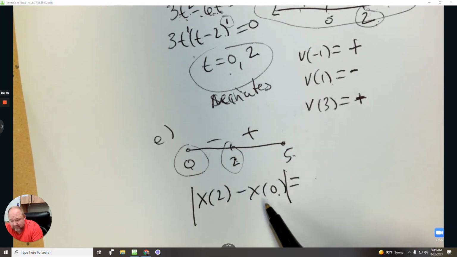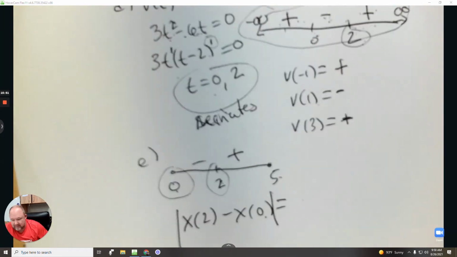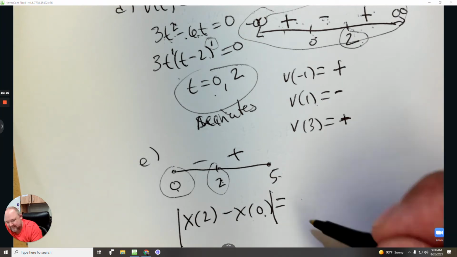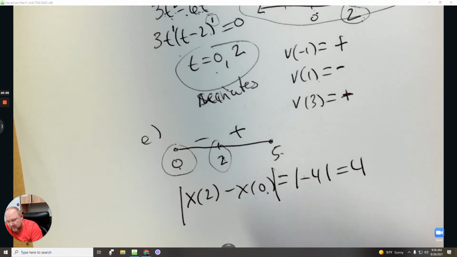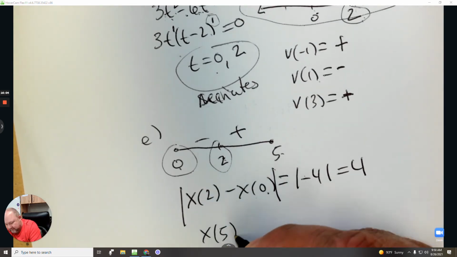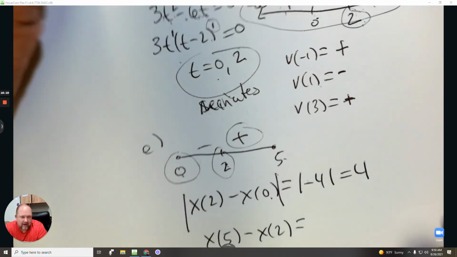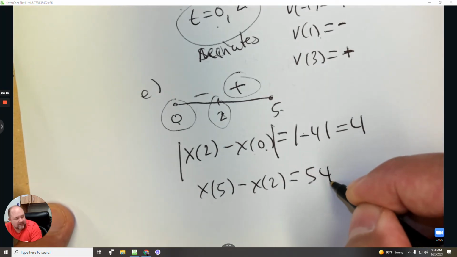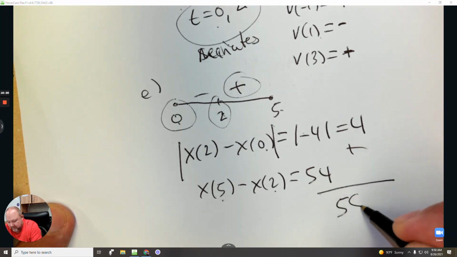So it's okay to use a calculator or not. You're just plugging it into this. So plug in 2. If you plug in 2, you get the answer -4, but we're going to make it positive. We're going to do the same thing for 5 and 2. Now know, because you're going to the right, this answer is going to be positive. So you don't need the bars because they're going to be positive. This number is 54. Again, we're plugging this into the x equation, and then you add them together, and the total distance traveled is 54 centimeters.